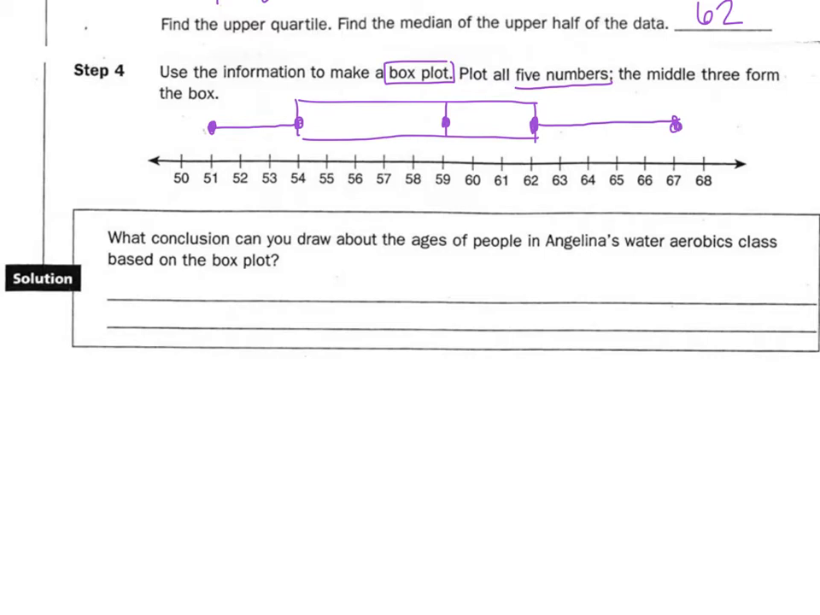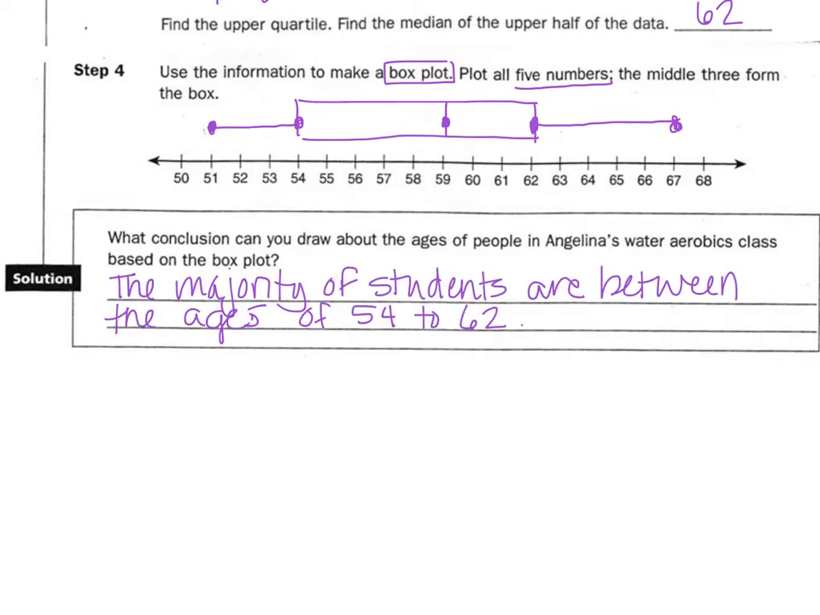So it asks us, what conclusion can we draw about the ages of the people in Angelina's water aerobics class? Well, we can say that the majority of her students are in this range. The majority are in this range. So let me write it up for you. All right, the majority of students are between the ages of 54 and 62.